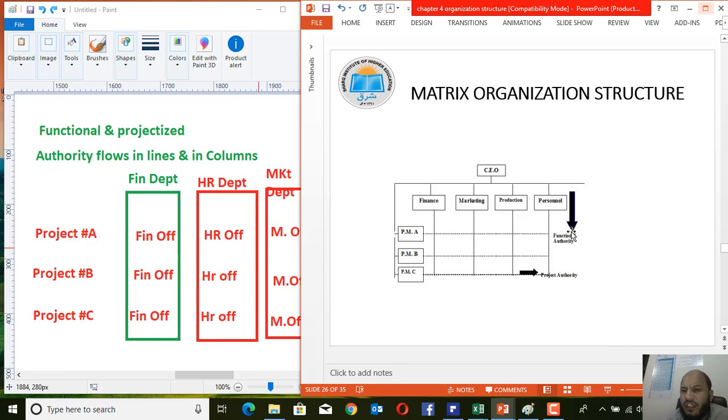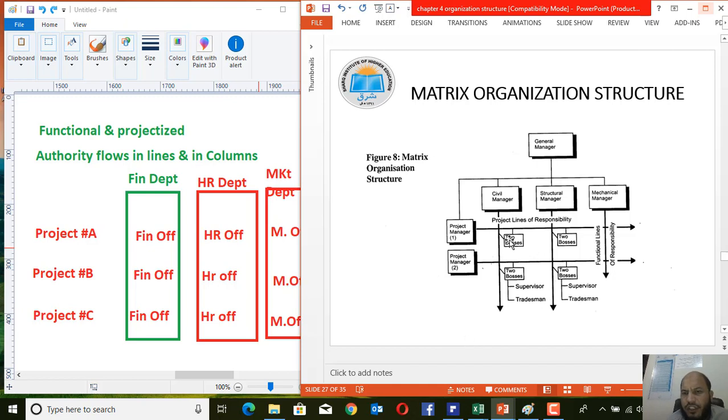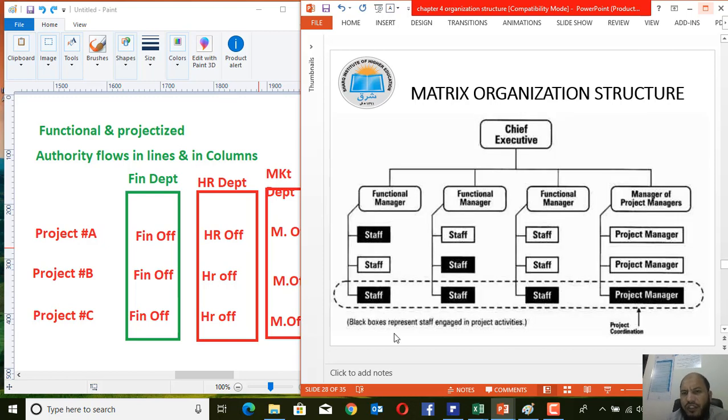See, this is the functional authority from this side and this is the authority from the project side. So that's why one person is responsible to two bosses, and it is a combination of both the functional and projectized structure of the organization. In the same way, here you may see two bosses, the project manager and the civil manager. So the line of responsibility goes to two bosses, the functional line and also the project line. Functional is these two and project is these two. This is the structure of the matrix organization.